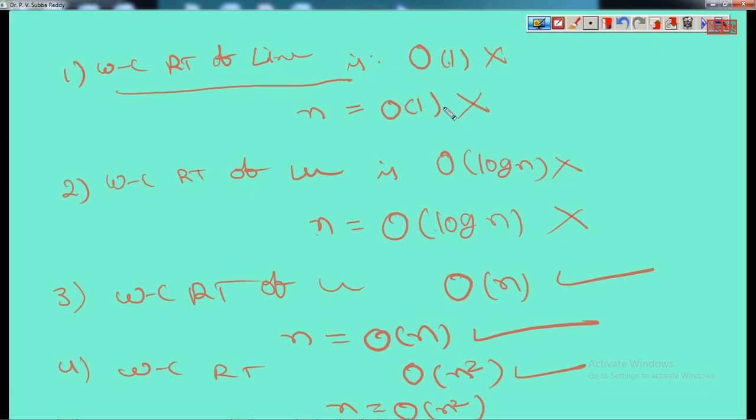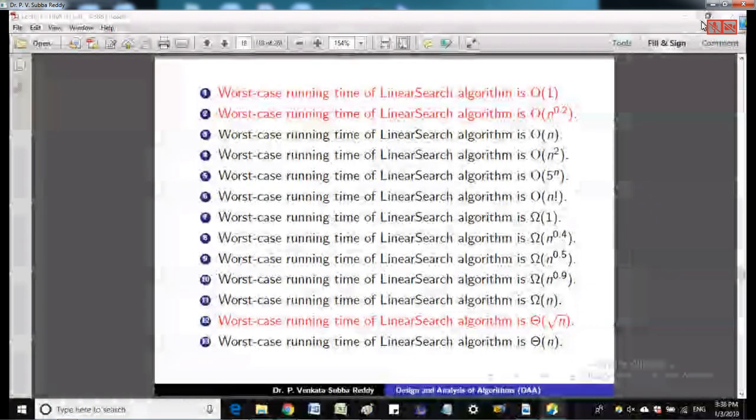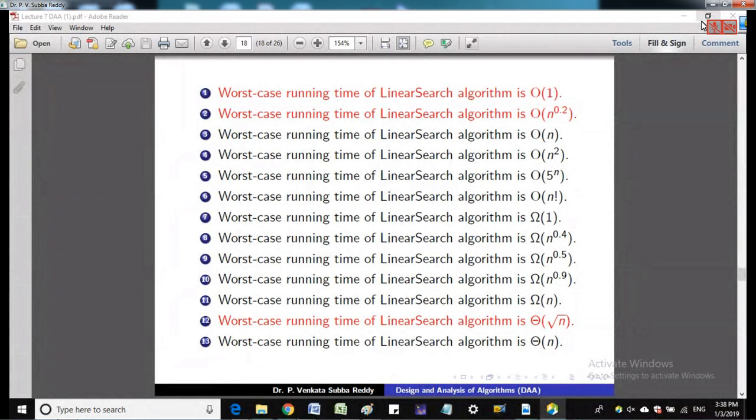You should not memorize that the worst case running time of linear search is big O of n and the best case running time is big O of 1. Once you understand asymptotic notations and the graph growth, you can play with asymptotic notations and represent running time in different ways. For example, here the red ones show that they are not correct. All the remaining are correct. That means the worst case running time I have represented in 10 different ways.